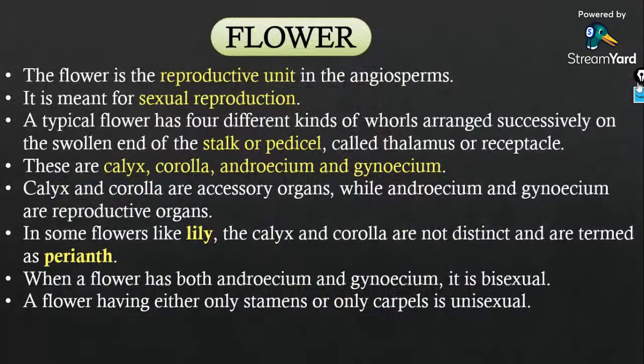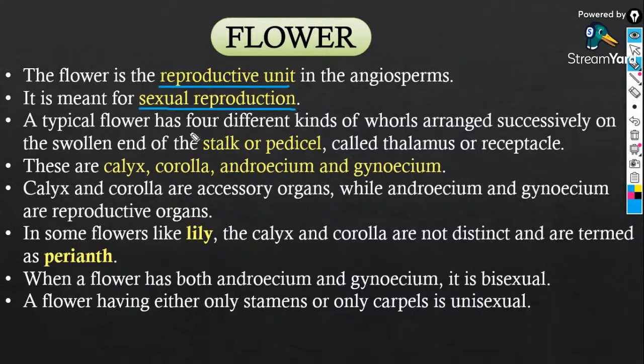So let's get started with today's super amazing class, that is the flower. Yes, the flower is the reproductive unit in angiosperms. It is meant for sexual reproduction. Why? Because it produces the male and female gametes, right? A typical flower has four different kinds of whorls which are arranged successively on a swollen end of the stalk or pedicel called thalamus or receptacle.